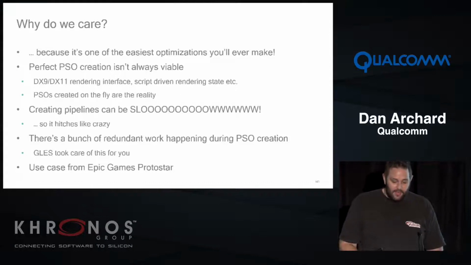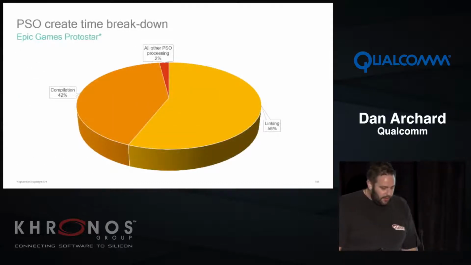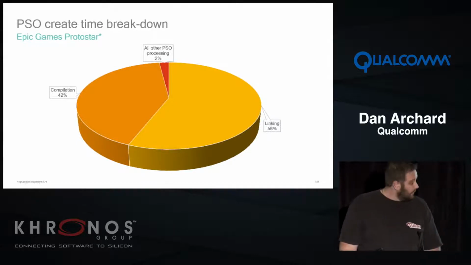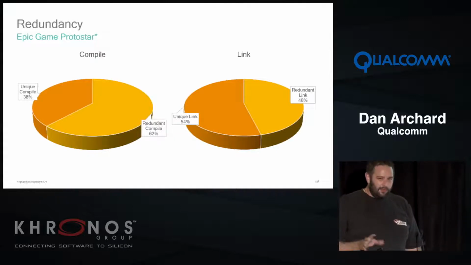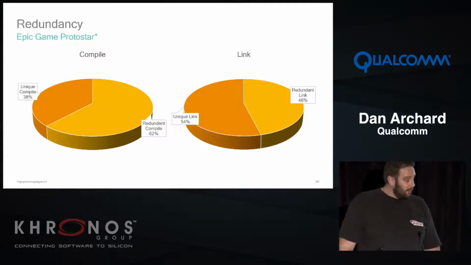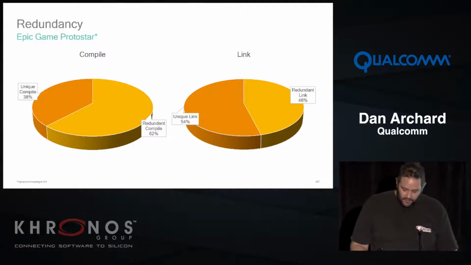I'm going to go through some data that Epic Games has kindly allowed me to provide. If we look at the PSO create time breakdown, we see the majority of it is actually in the compilation and linking. The rest is all the other PSO creation. This is based on the Snapdragon 821. With regards to redundancy, we have 38% unique compiler time. There's roughly 400 PSOs in Protostar. 62% of that is redundant compiles. And then with regard to the link, 46% is a redundant link.